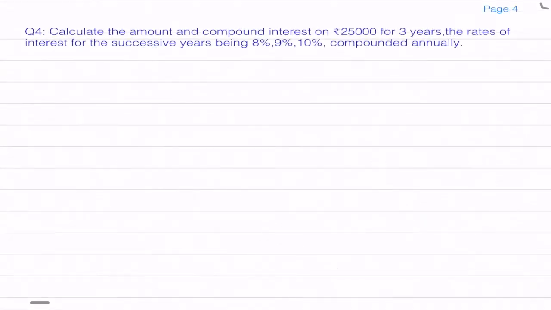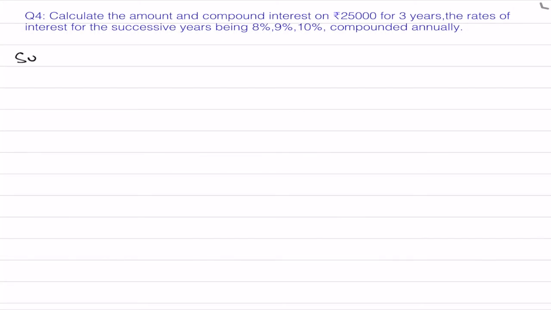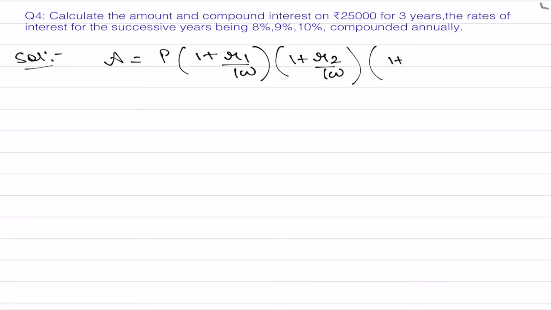Children, the next question is question number 4 of your exercise. Calculate the amount and compound interest on rupees 25,000 for 3 years, the rates of interest for the successive years being 8%, 9% and 10% compounded annually. So they have given different rates for 3 different years. Here we will use that formula of amount: principal into 1 plus r1 upon 100, into 1 plus r2 upon 100, into 1 plus r3 upon 100. So these are the 3 different rates for the first year, second year and third year.